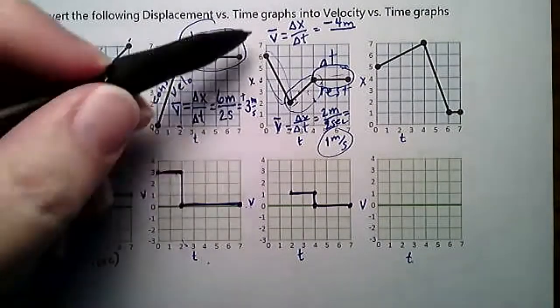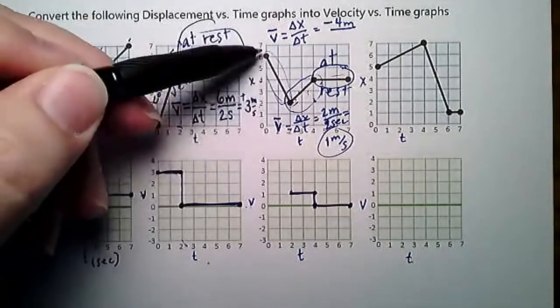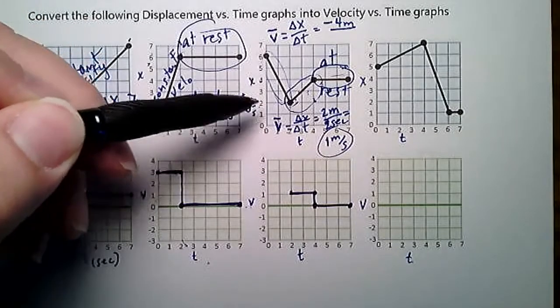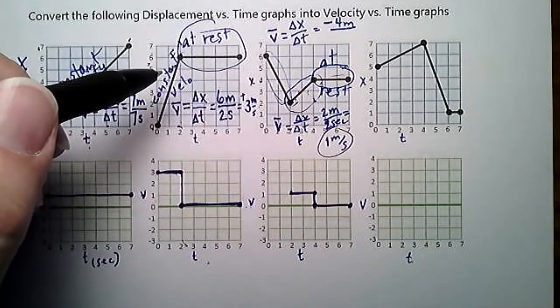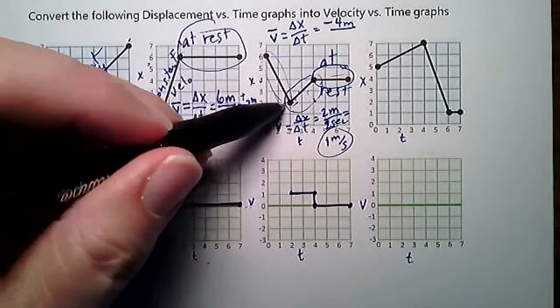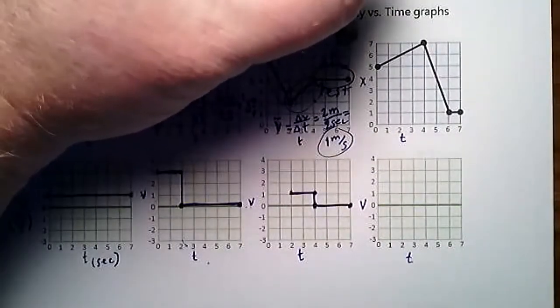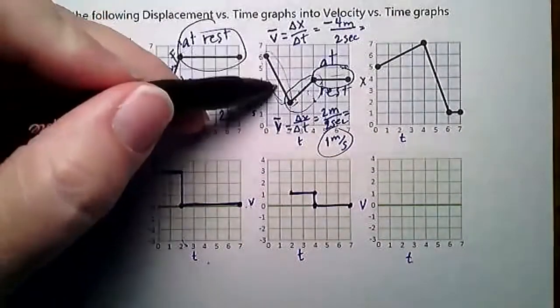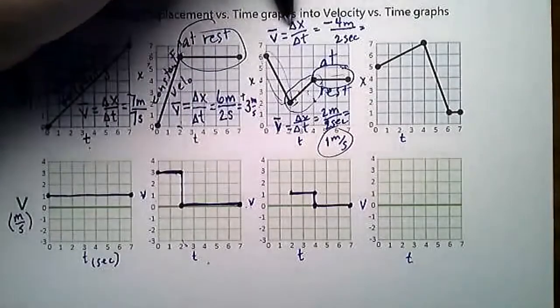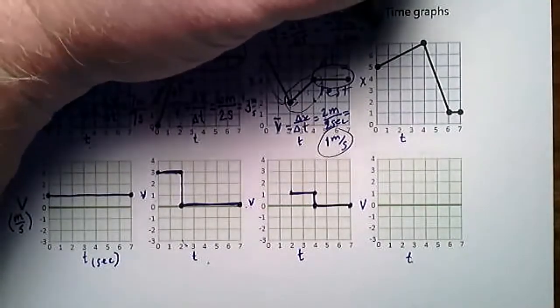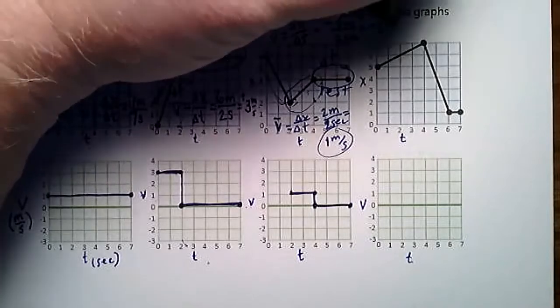All right, negative 4 meters. I went from 6 to 2, so my change was negative 4. How much time did that take? Well, the time it took is 2 seconds. So basically, the velocity along this line would simply be negative 4 divided by 2, or negative 2 meters per second.